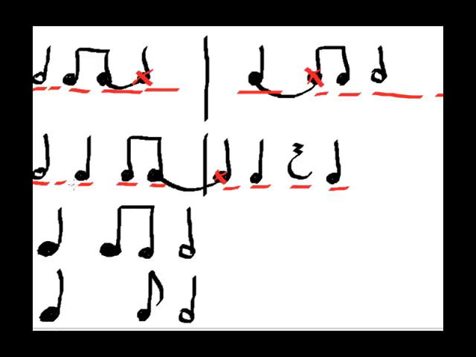Ta, ta, ti, ti, ta, ta. So what does that mean when we're putting words or lyrics into a melody such as this one? It means we cannot put a new syllable on those X'd notes because it's simply coming from the previous sound, prolonging it.